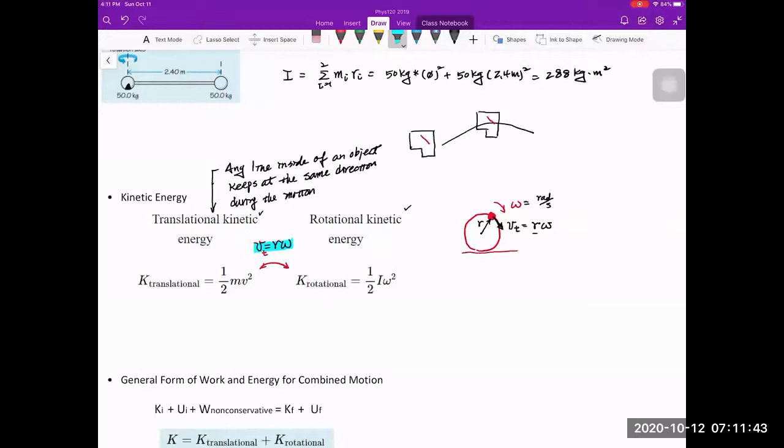Angular motion also has a direction. We talked about this before. If you have the omega, then counterclockwise is positive, clockwise is negative. That's how we define the direction of the rotation.